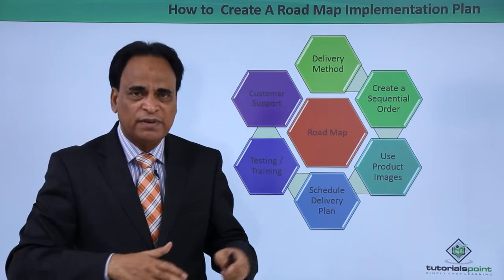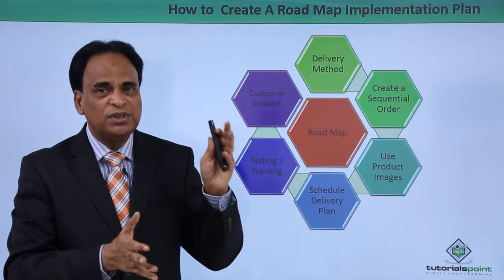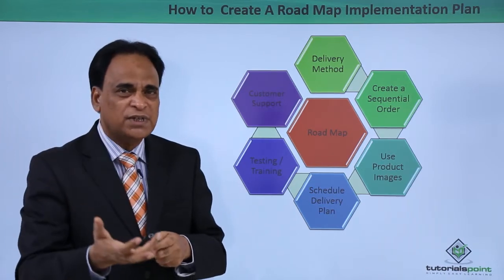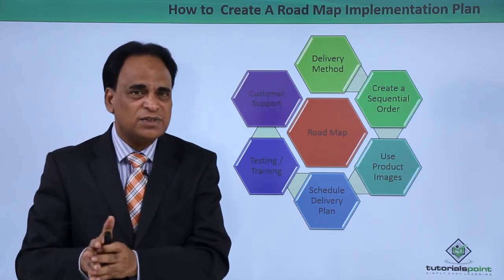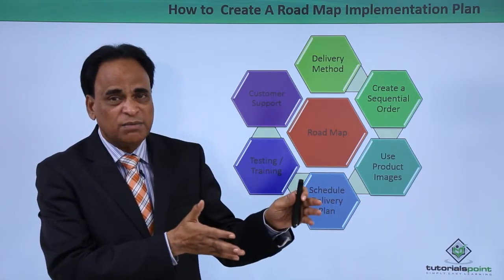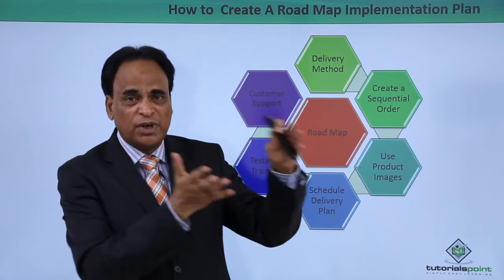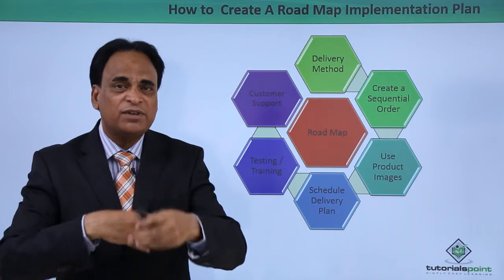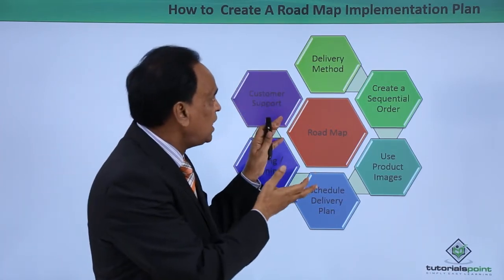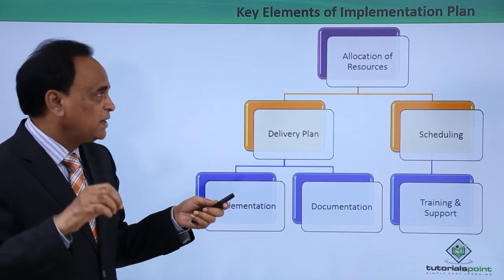Then the customer support. When the implementation plan is completed, executed and implemented, you need to provide customer support. What kind of customer support are you going to provide? It's 24/7 customer support, you have dedicated resources, or it could be on-site customer support, or off-site customer support, where you support from your office rather than on location. All these terms have to be discussed with your client and customer, and this is how the roadmap implementation plan can be created, executed and implemented.